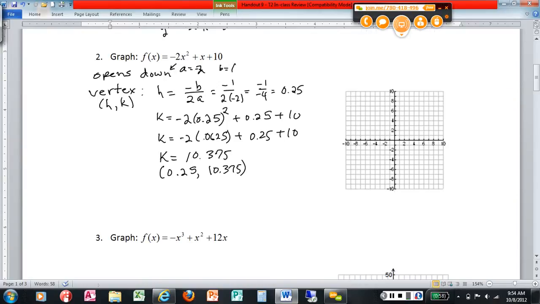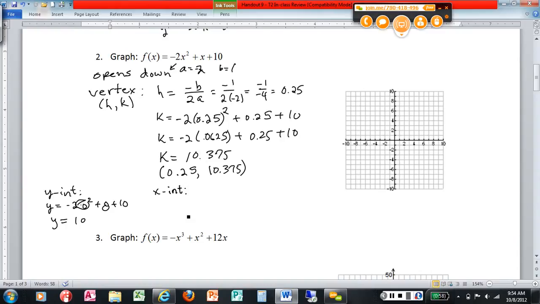All right. Let's talk about the intercepts. Let me move over just a little bit. The y-intercept is the easy one of the bunch, because to find the y-intercept, what do we do? Set x to be 0. So we get y equals negative 2 times 0 squared plus 0 plus 10. Well, that's easy because this is 0 and this is 0, so y equals 10. So I have a y-intercept of 10.